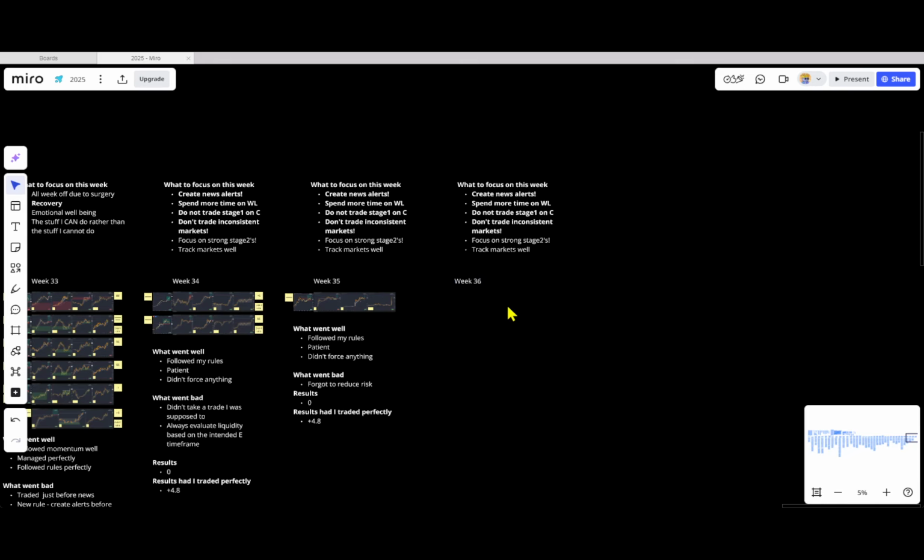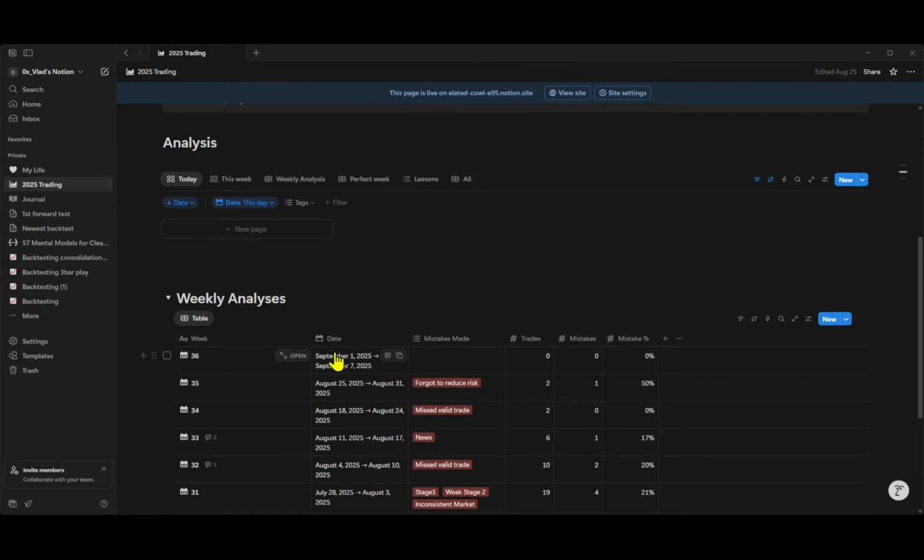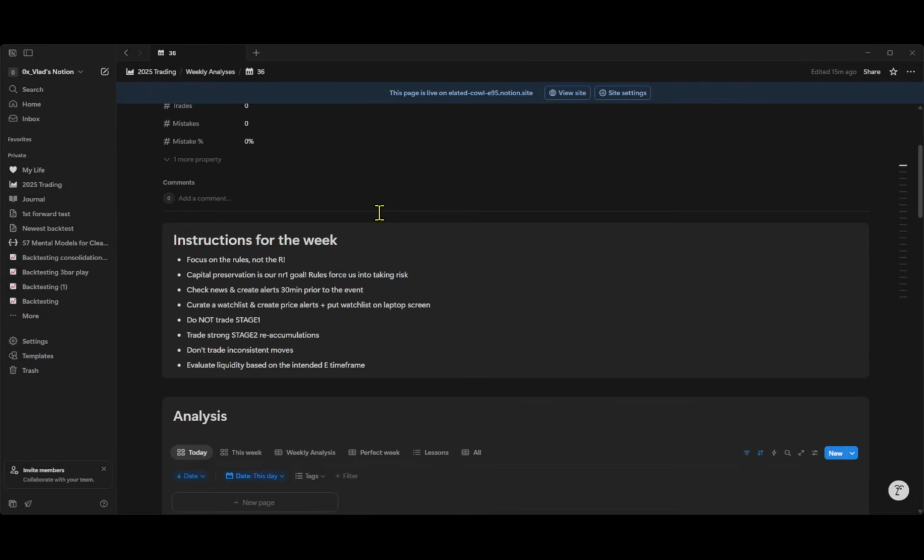So week 36, I'm going to create that in here as well. All right, and I'm just going to quickly go over the instructions because I reiterated them very, very recently. So, first things first, this is the most important thing. I want to focus on rules, not necessarily the R, of course. That's the number one thing that I'm always trying to do. Don't be result oriented, be process oriented, right?